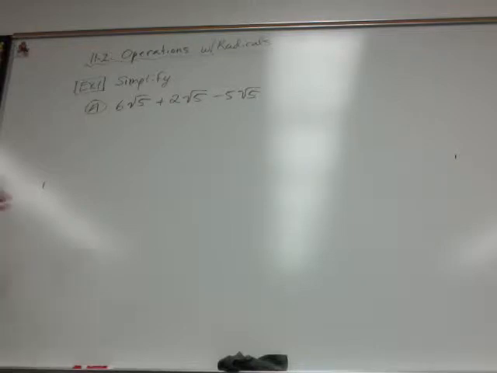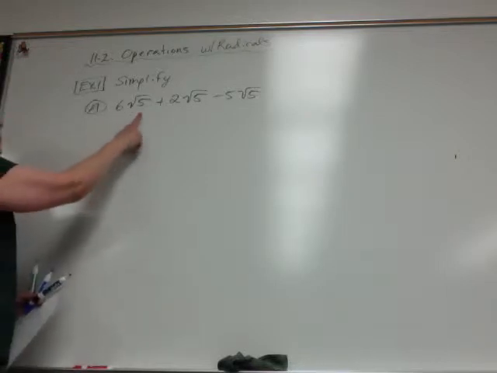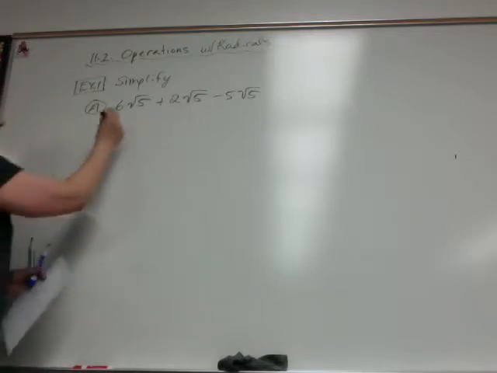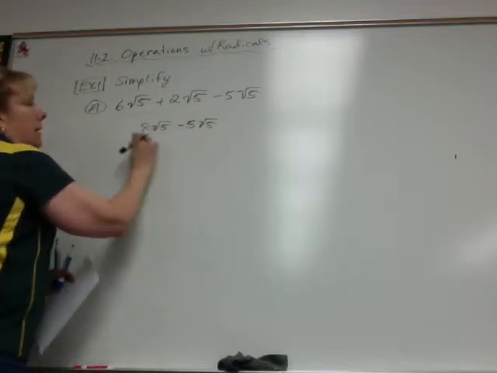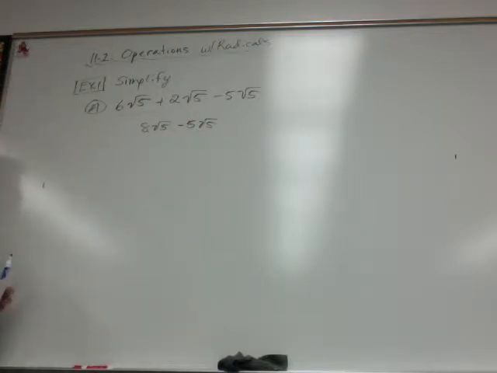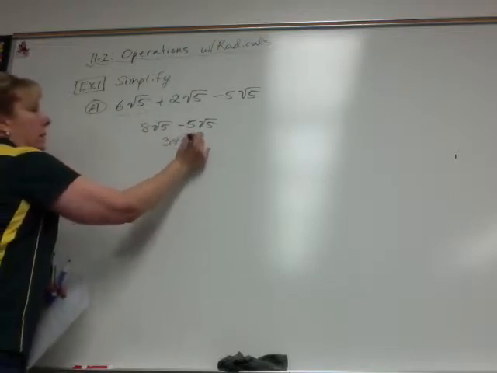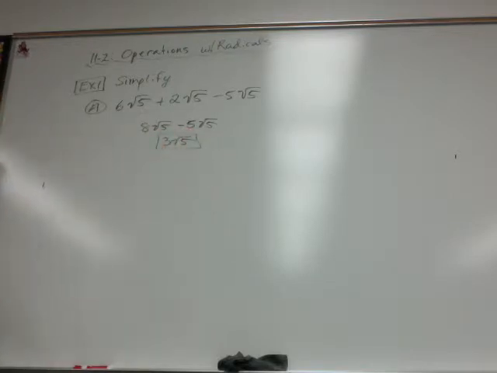Yeah, this is no different than doing 6x plus 2x minus 5x. If there were x's, what would your answer be? 3x, right? So same thing with radicals. If I have 6 of these radicals and I add 2 of those radicals, I get 8 rad 5 minus 5 rad 5. And if I have 8 of those radicals and I subtract 5 of those radicals, I end up with 3 rad 5. The radical doesn't change. Same thing in like terms. If that radical represented an x, it wouldn't change. It would still be an x.